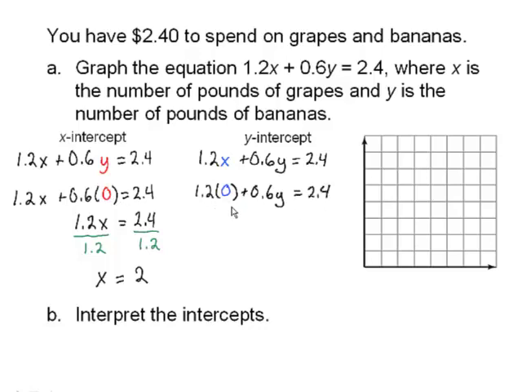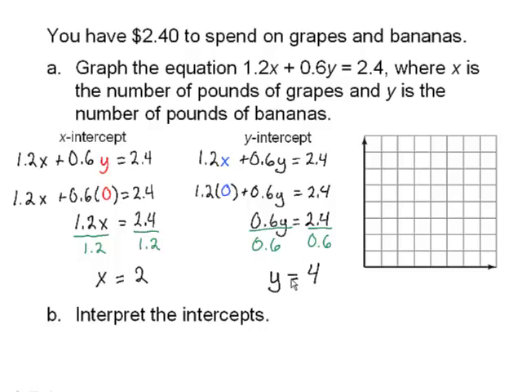1 2/10 times 0 plus 6/10 y is 6/10 y. Divide each side by 6/10 to get the variable y by itself. 6/10 divided by 6/10 is 1 times y, which is y, and 2 4/10 divided by 6/10 is 4. So the y-intercept is 4.